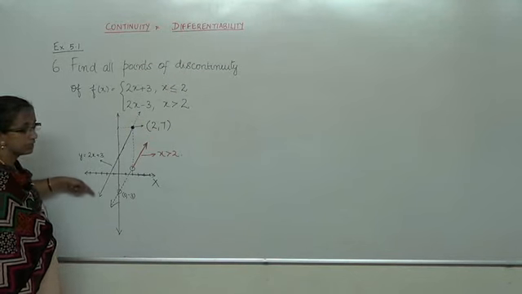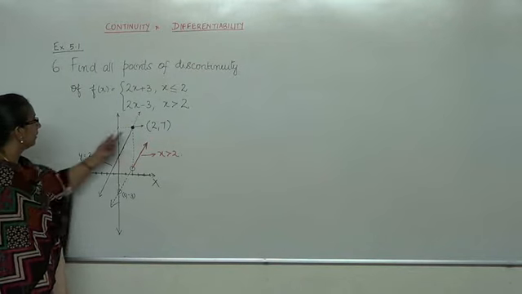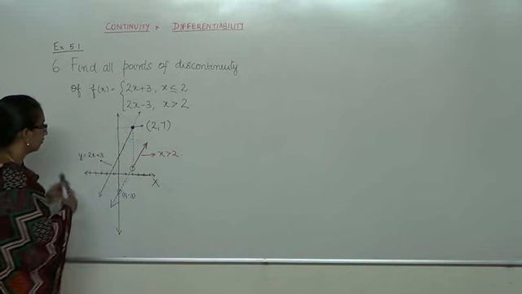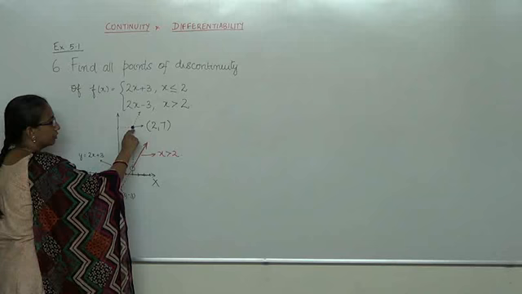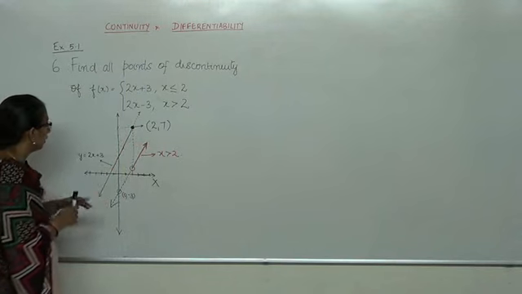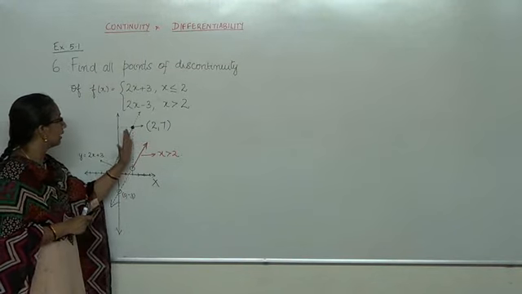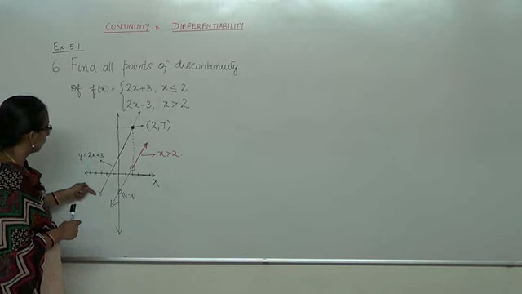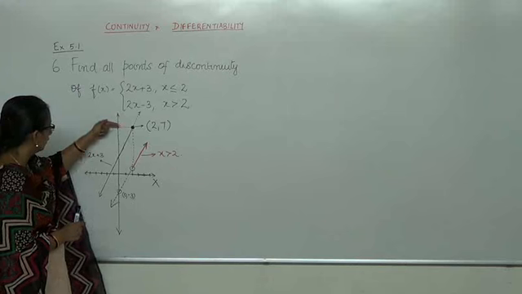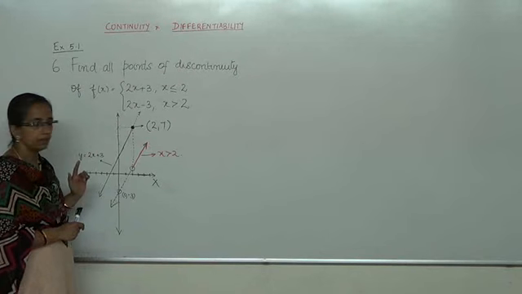The form is a straight line until x is equal to 2, which is represented by a solid circle or a thick circle. So this point is (2, 7). So for all values of x less than or equal to 2, the graph of the function f of x is a straight line as shown in this diagram.